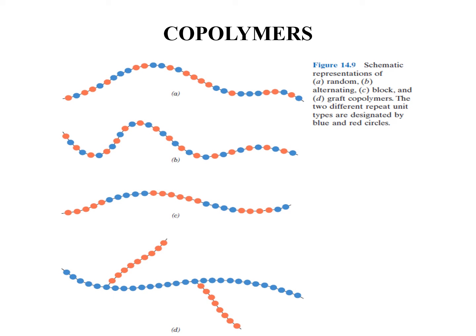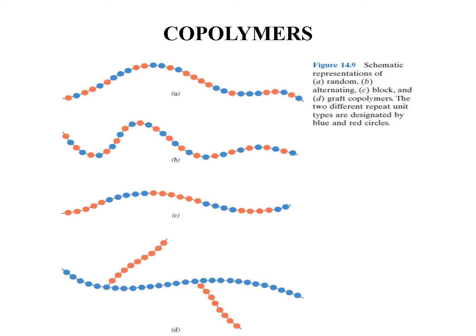And next one is block copolymer. In block copolymer, the identical repeat units form a cluster in blocks along the chain. Okay. So it looks like block by block. That's why it's called block copolymer.